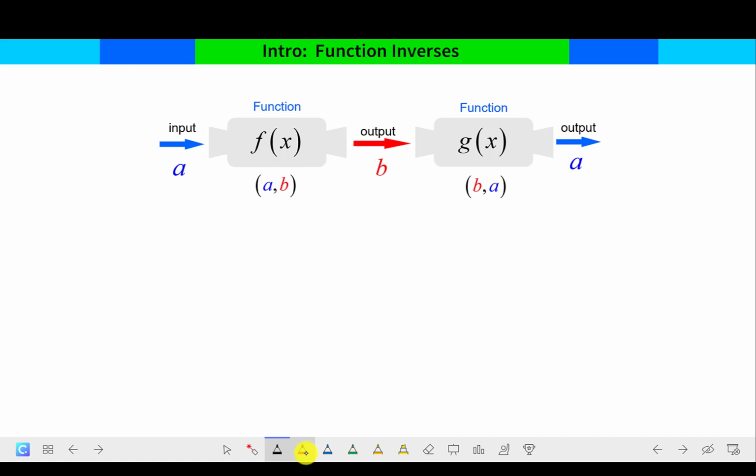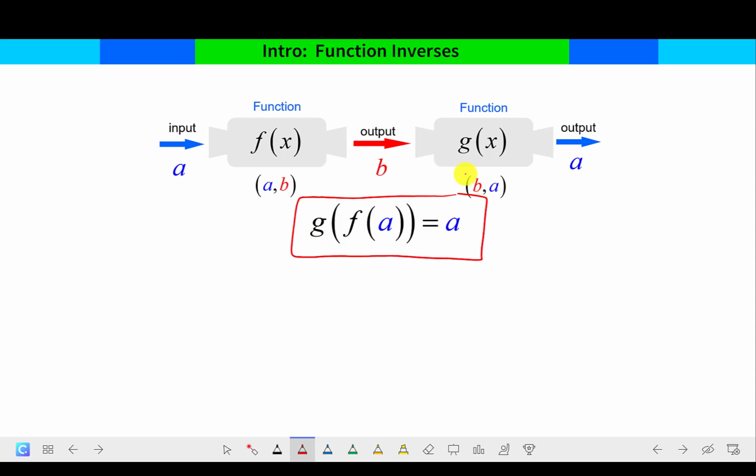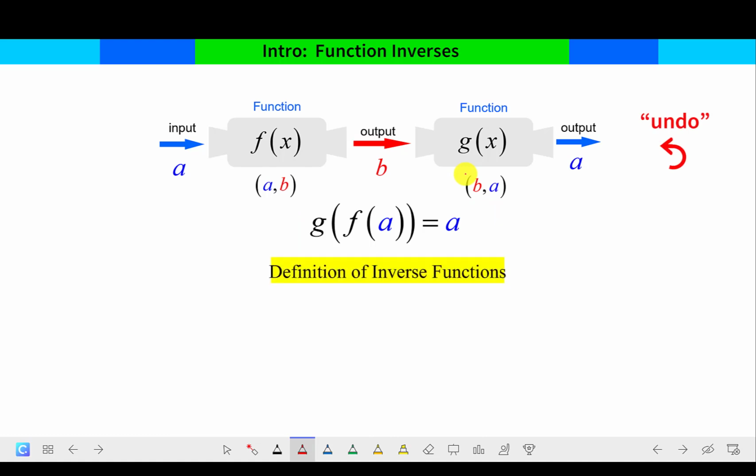And notice what happens to the graphable points. This is AB and this is BA. Okay, so that's kind of interesting, and this is the way that would look here. And if you look at this right here, this is the definition of an inverse. It undid that. So this is the definition of a function inverse. It is a function that undoes another function.